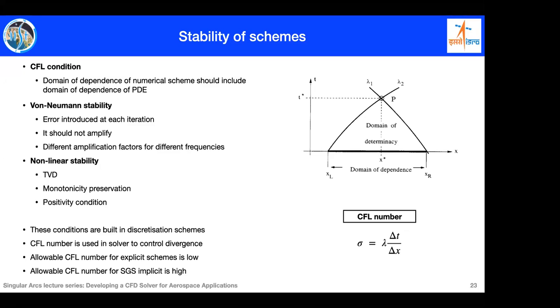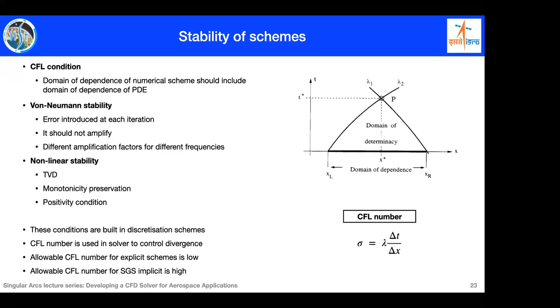So this gives that explicit schemes have limited stability, whereas implicit schemes, theoretically for linear advection equations, can be stable for even almost infinite CFL number. So that's why this CFL number is important.